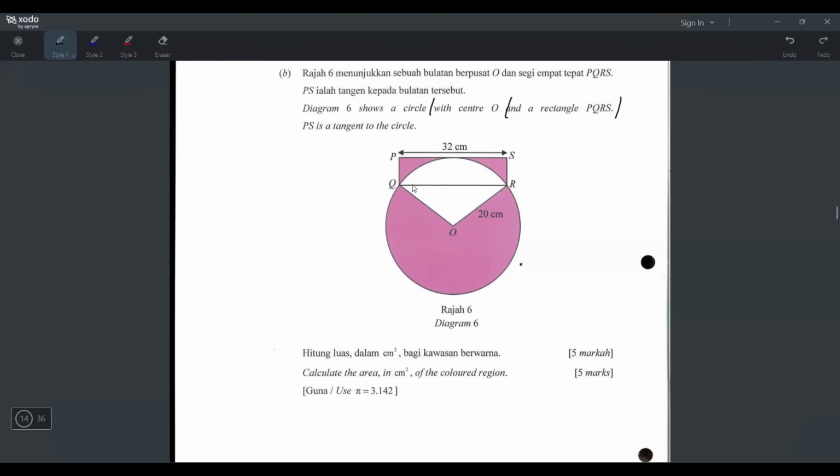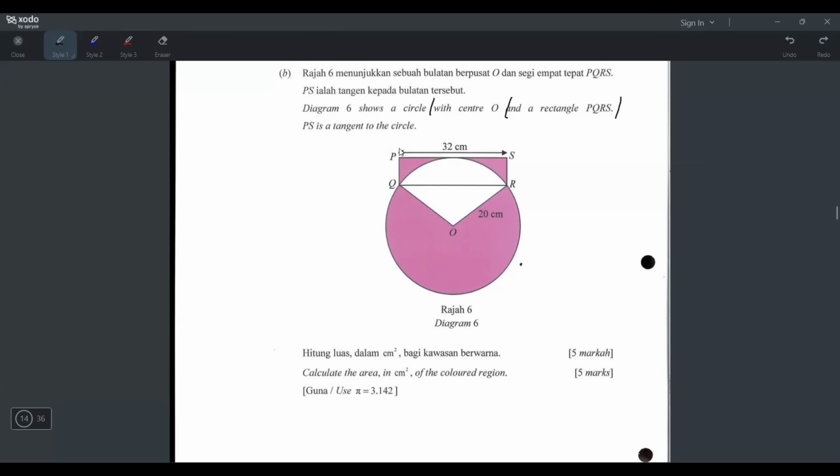And let me tell you, this line QR, we actually call it the chord. Okay, the chord. Perentas, in Bahasa Melayu. When the line touches the side of the circle at two points and does not go through the center, we call it the chord. Okay, but let's not label first. Let's see what I want.